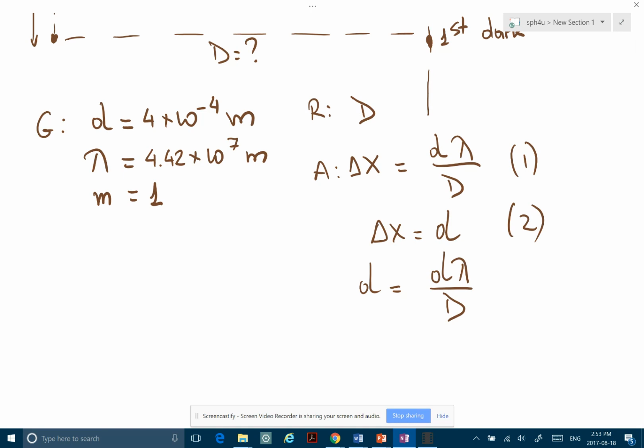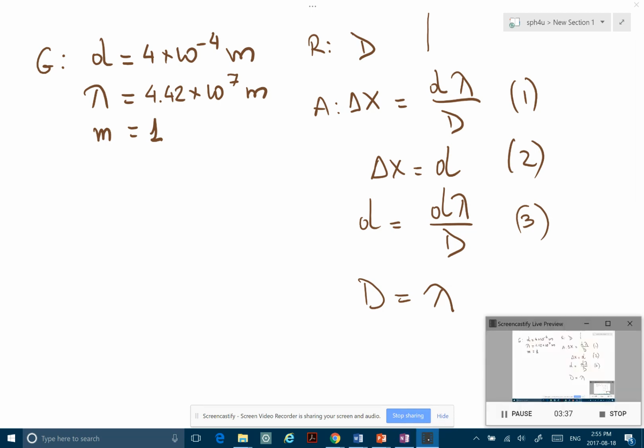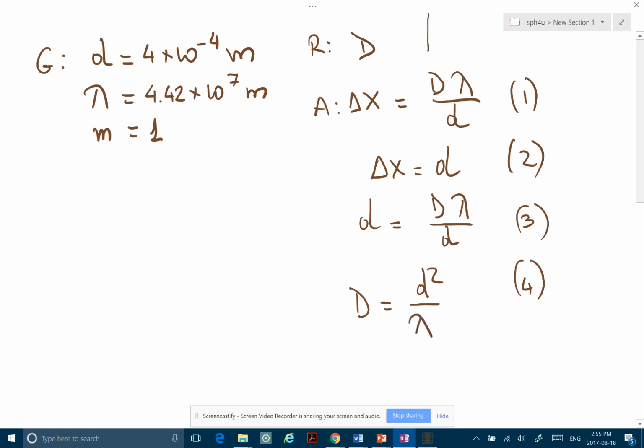I actually wrote the equation in the wrong way. This is delta x equals lambda D over d. And why did I pause? Because I noticed that the distance was going to be the magnitude of the wavelength, which is impossible to achieve. So what we have is that D is d squared over lambda.